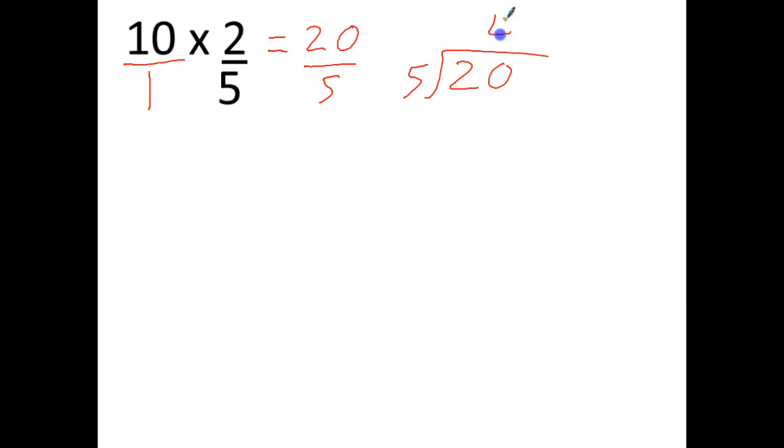10 times 2 fifths. Again, first step. Step 1. Put the 1 under that part. Top times top. 10 times 2 equals 20. 1 times 5 equals 5. 20 divided by 5 goes 4 times. No remainder. So my answer is just 4. Give you something to try out. Stop the video when you try it.